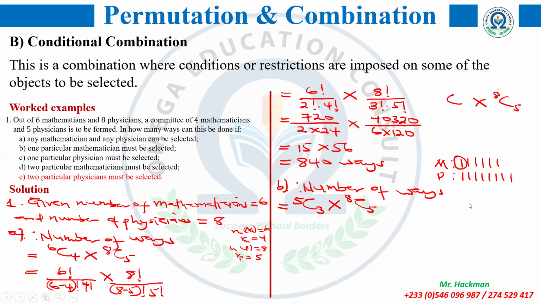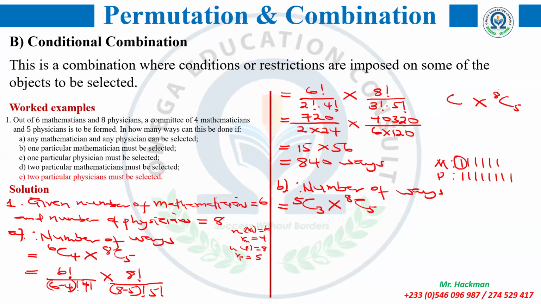3 more. But remember, what I have circled here is already selected. So if I'm going to select the 3, I will select the 3 from the remaining 5. You get it? Yes, sir. You get the point now. So that is what will give you 5 combination 3. Yes, it's clear now.